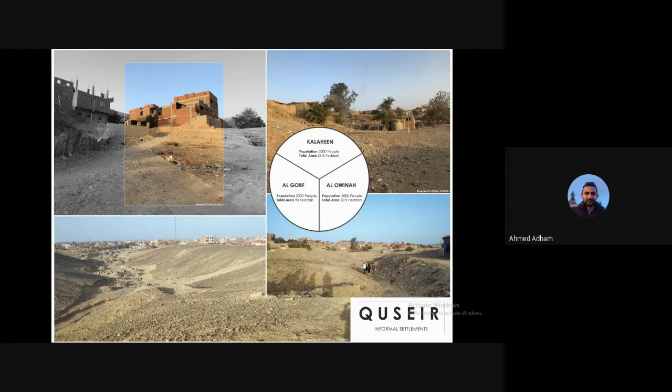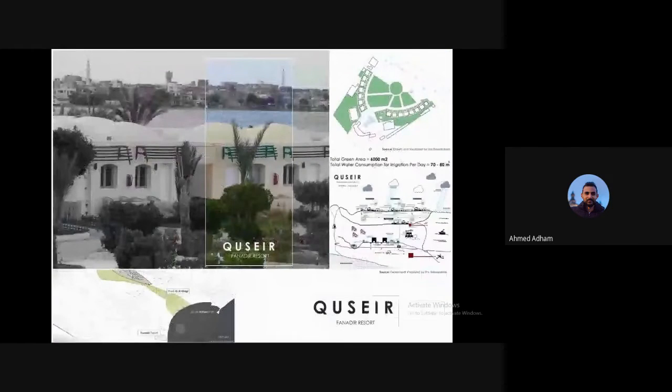And they are struggling for a decent life. Then to end with analyzing Fanadir Resort, as we mentioned, it's one of the oldest and the closest to the historic core. Fanadir has one of the hotspots in terms of coral reefs and diving activities, which gave its house reef a very significant value in the city. Here showing the water consumption for irrigation per day.